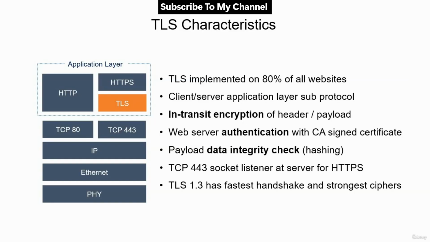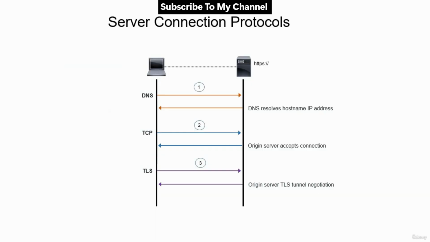As mentioned, it's got a socket listener on 443 on the server, and the client, of course, would open up an ephemeral port on the client side. This is all part of an HTTPS connection. TLS is just a sub-protocol, so it doesn't have its own port. It uses 443, so it's all part of the integration with HTTP. And as mentioned, TLS 1.3, as you're going to note, will have the fastest handshakes and strongest ciphers. Ciphers are encryption protocols.